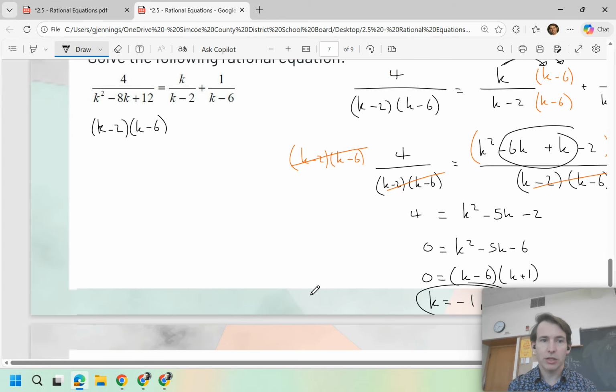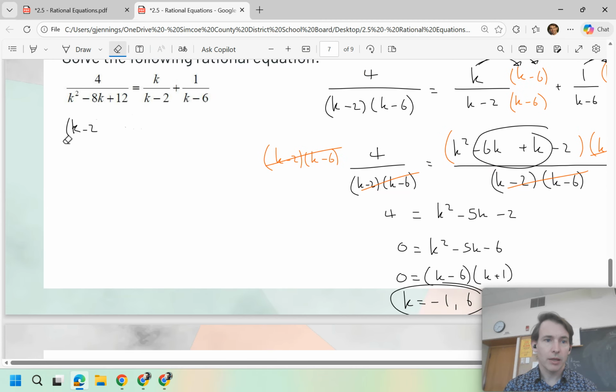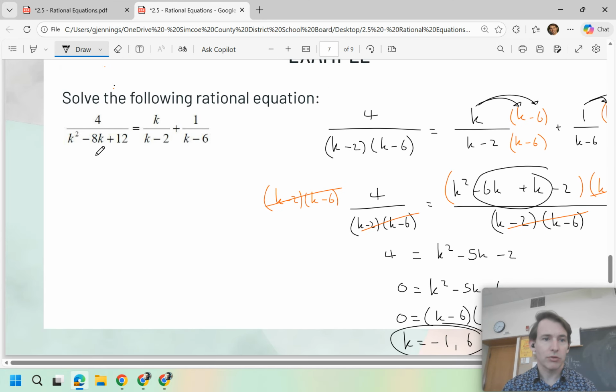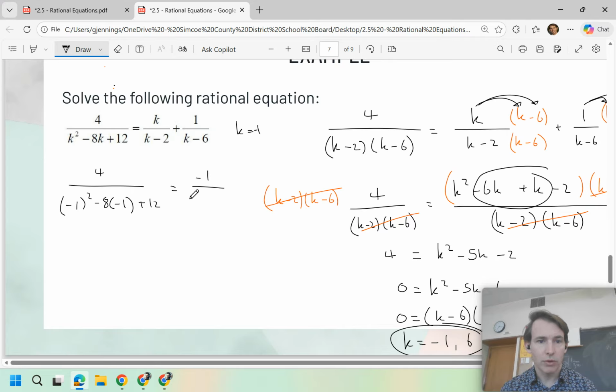There's your solutions. Check them in the original, without any factoring, just to check any errors, find any errors. So let's try k equals minus 1. So we'll have 4 over minus 1 squared minus 8 times minus 1 plus 12 is equal to minus 1 over minus 1 minus 2 plus 1 over minus 1 minus 6. Let's see what we get.